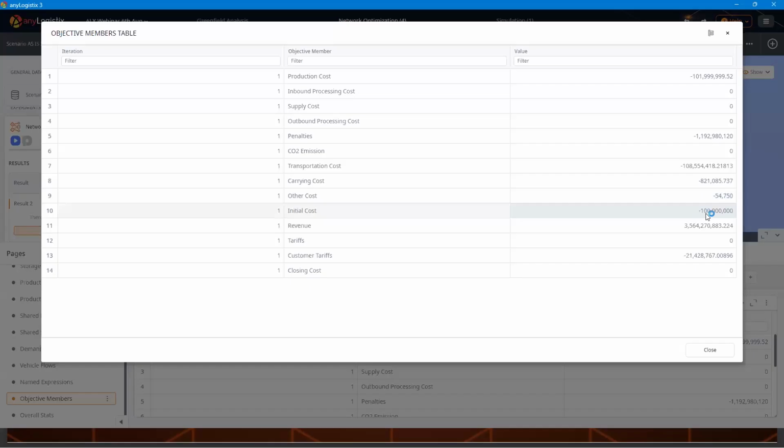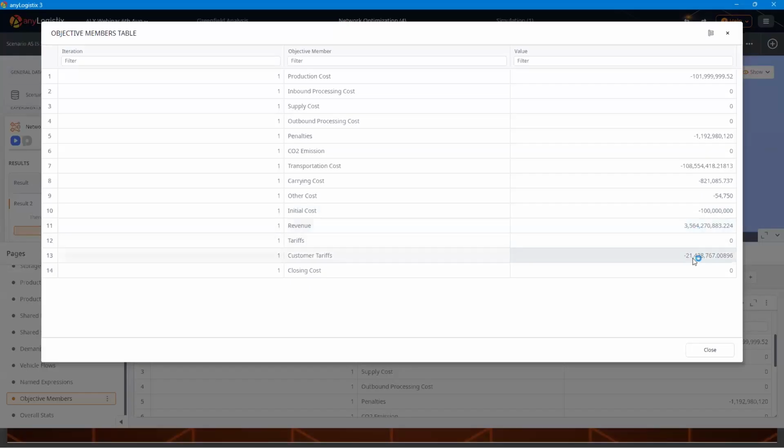And initial cost is now 100 million. In the previous case, it was 60 million because we had one facility in the USA and one facility in Vietnam. But now we had one facility in the USA, and we are opening another two facilities in the USA, which is like 100 million. And revenue is not the same because we are dropping some of the demand, and that's why revenue is not the same as our first three scenarios.